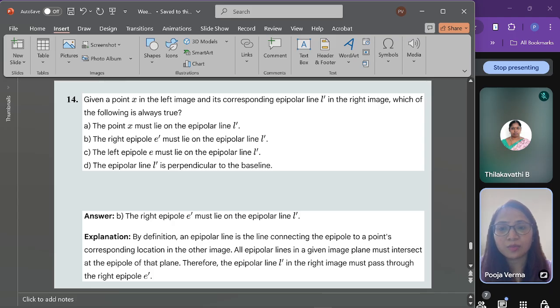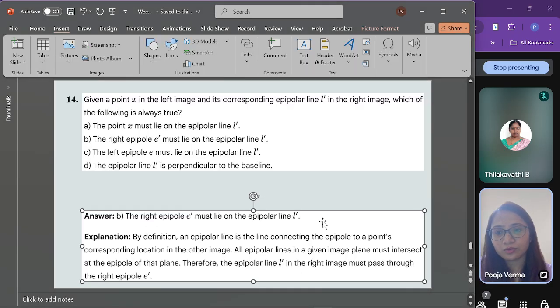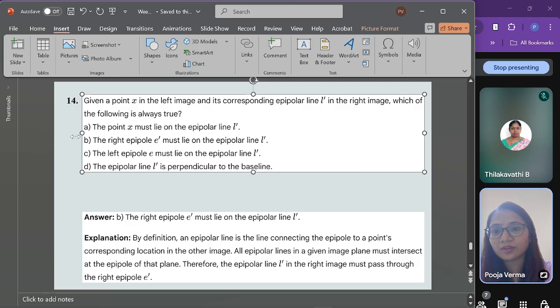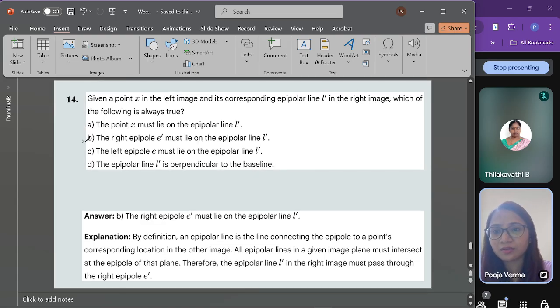So given the point X in the left image and its corresponding epipolar line L dash in the right image, the right epipole E dash must lie on the epipolar line L dash. Already we know, by the definition of the epipolar line, that the epipolar line is the line connecting the epipole to the point's corresponding location in the other image. So option B is the correct answer for this question.